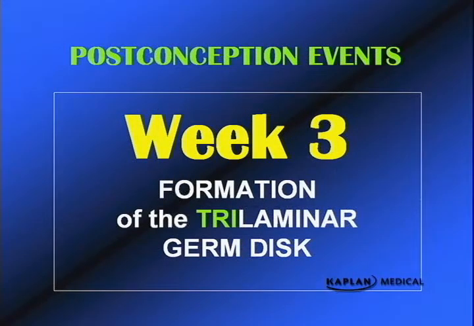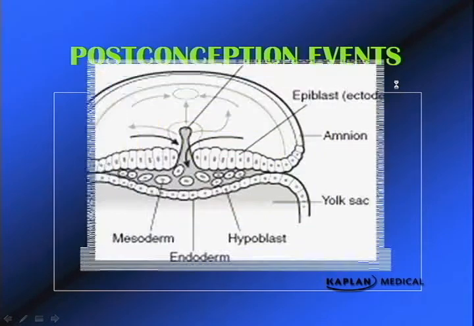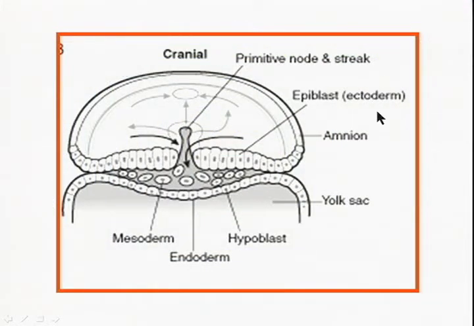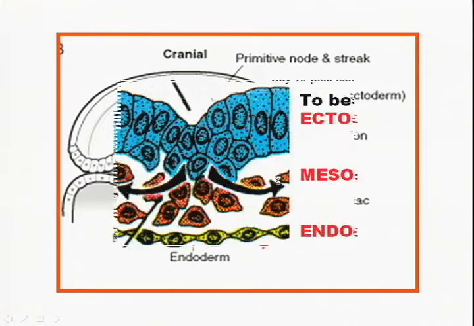All right, we move to week 3. Week 3 is the formation of the trilaminar germ disc. So bilaminar germ disc, week 2, trilaminar germ disc is week 3. And here we can see a cross-section of the early developing embryo. This is the epiblast, which will become the ectoderm. This will be the mesoderm. And this is the hypoblast, which will become the endoderm. So we have the 3 layers which are forming here.